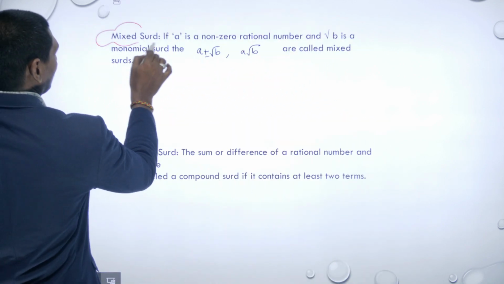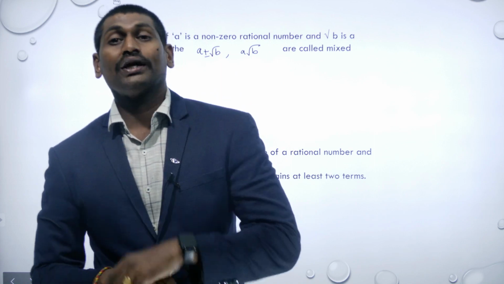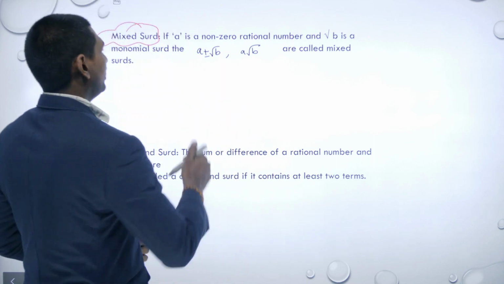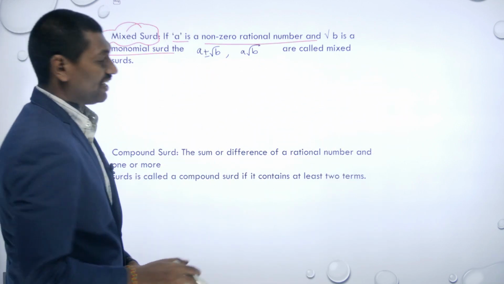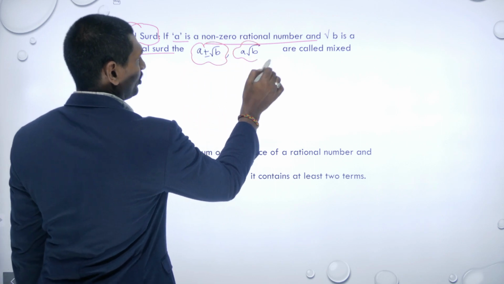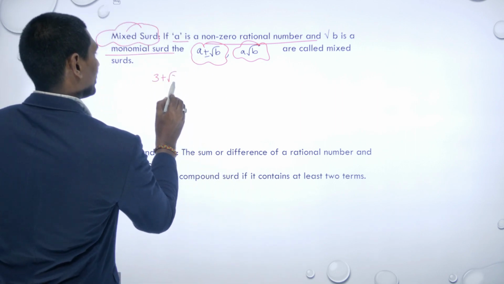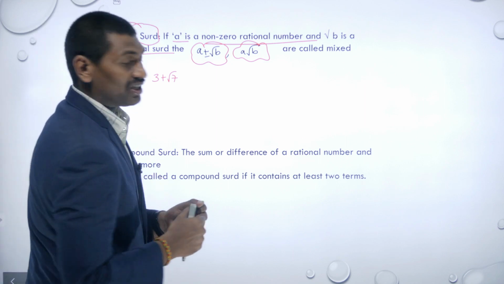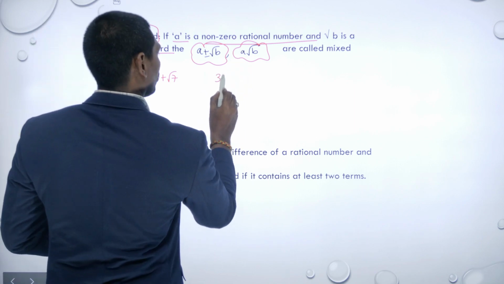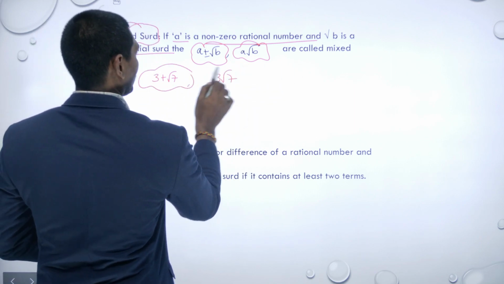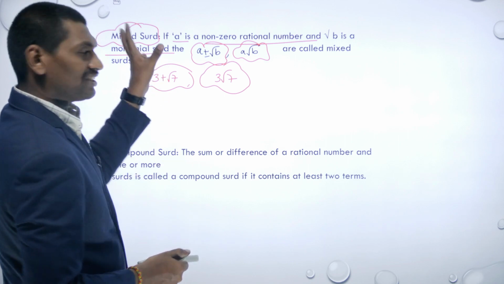Now coming to mixed surd. Mixed surd is nothing but the rational and irrational numbers together. Simply see here, A is a non-zero rational number, root B is a monomial surd, then A plus or minus root B and A root B are called mixed surds. For example, 3 plus root 7 is a mixed surd where 3 is a rational number and root 7 is a surd, or simple surd. In the same way, 3 root 7 is also a mixed surd, a combination of rational and irrational numbers. Clear? This is nothing but mixed surds.